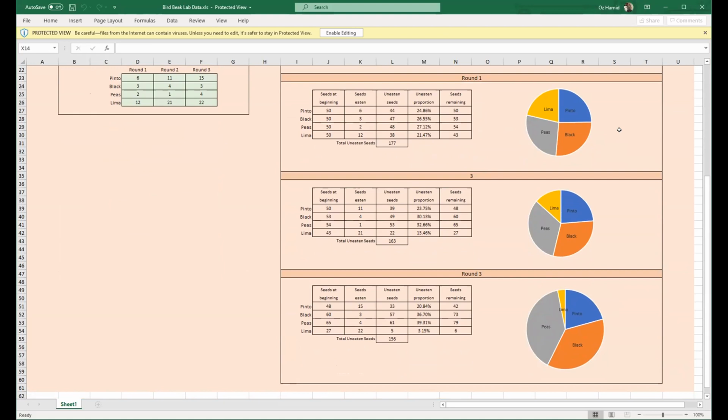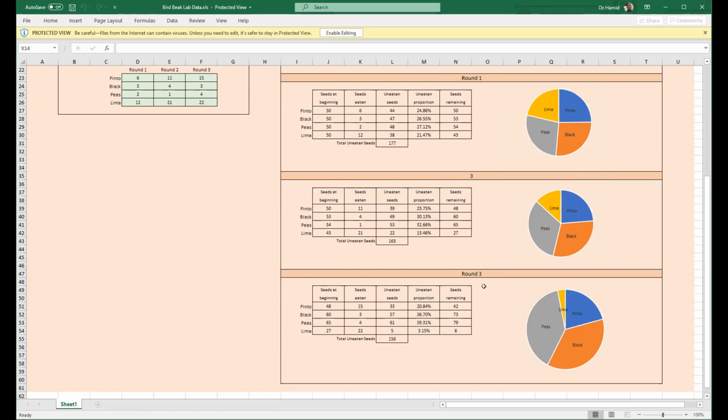We saw that lima beans were preferred. So now look, there's a reduction in the number of lima beans available. And then we saw that the green peas were not consumed very much. So as you can see, there's an increase in the availability of green peas.